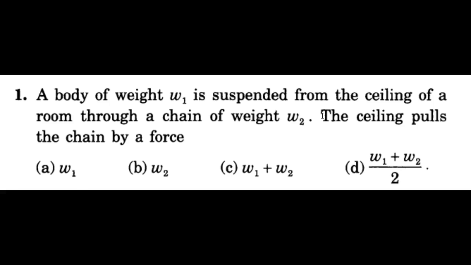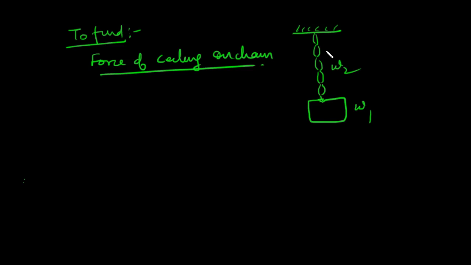So it is asking, the ceiling pulls the chain by a force. First option is A, second is W2, C is W1 plus W2, D is W1 plus W2 by 2. Alright, so this is the figure. You see, this is a chain of weight W2 and this is the mass of weight W1. What we have to find is the force of the ceiling on the chain.